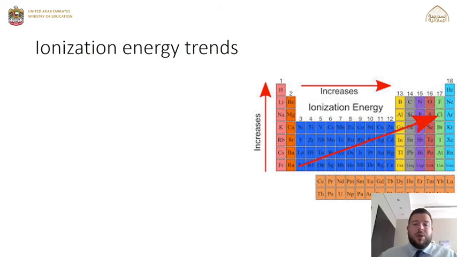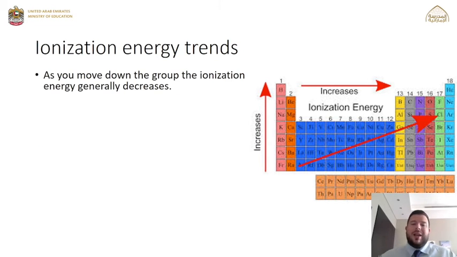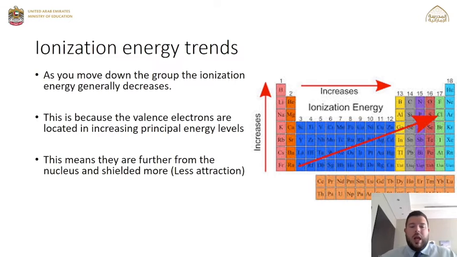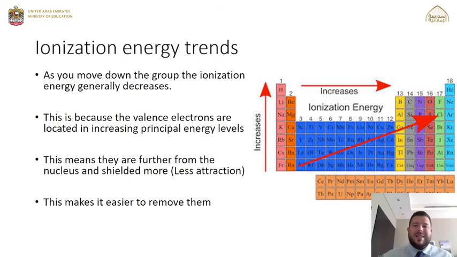Now as we go down the group, the ionization energy will decrease, and this is because the valence electrons are increasing in their principal energy level. So as we go down the group, there are more principal energy levels, and therefore these electrons are further away from the nucleus. Because they're further from the nucleus, they are shielded more, and there is less attraction between the positive nucleus and this negative electron. It means it's easier to remove, and therefore the ionization energy will be much lower.